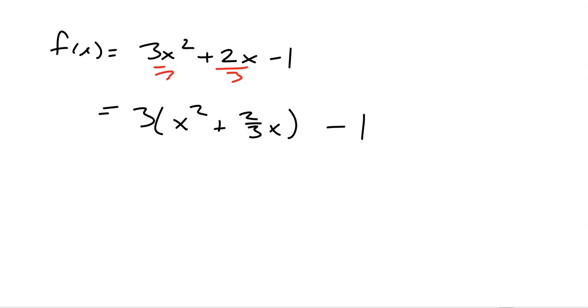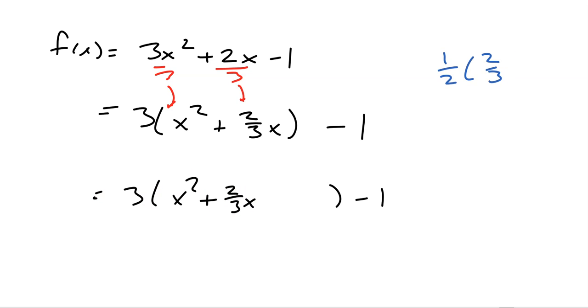So when you pull that out in front of parentheses, you're dividing. So 3 divided by 3 is 1. 2/3 divided by 3 is just 2/3. Okay. Now we're going to take half of the 2/3 and square that. So what is 1/2 of 2/3? That is 1/3. And then 1/3 squared is 1/9. So we're going to add 1/9 here.